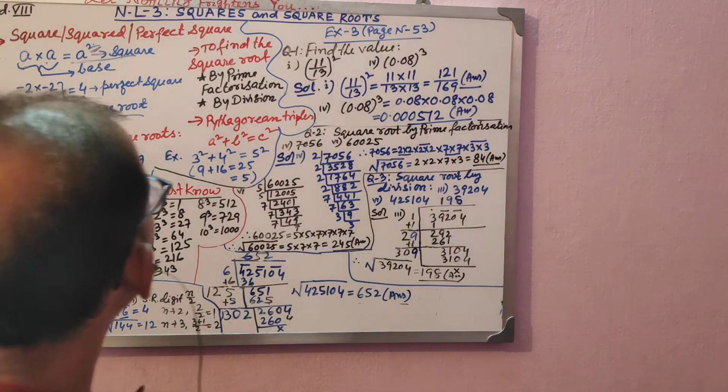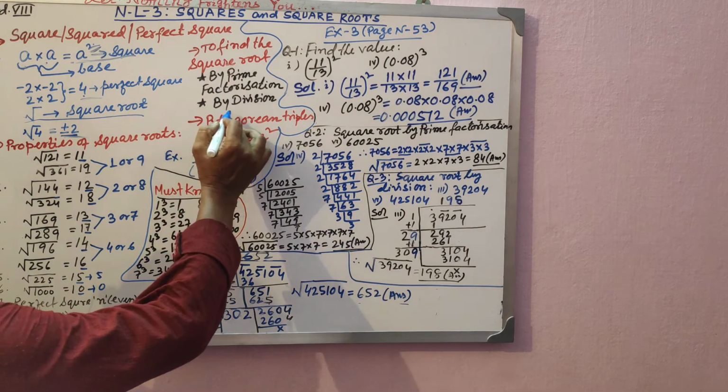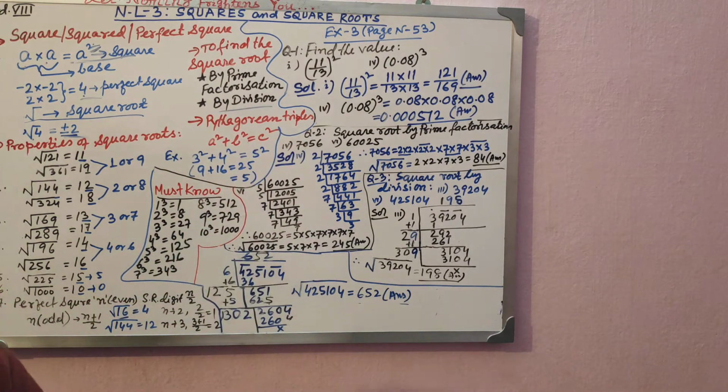Now we will be moving on to the procedures for finding the square root. Square root can be found by two procedures. One is prime factorization and another is division. By division you can find the square root, and you can take out the prime factors of a number and then find the square root. We will discuss these two procedures when you solve the sums from the exercise.